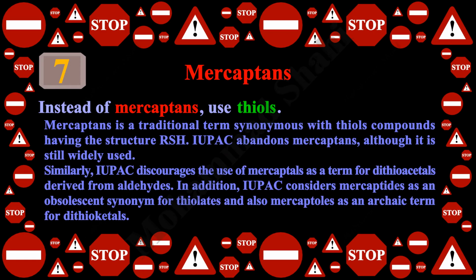Our seventh obsolete term is mercaptans. Mercaptans is a traditional term synonymous with thiols, compounds having the structure RSH. IUPAC abandons mercaptans, although it is still widely used. Similarly, IUPAC discourages the use of mercaptals as a term for dithioacetals derived from aldehydes. In addition, IUPAC considers mercaptides as an obsolescent synonym for thiolates, and also mercaptols as an archaic term for dithioacetals.